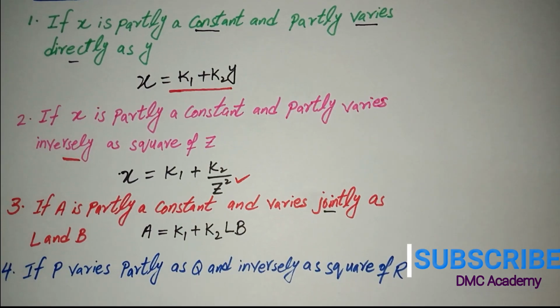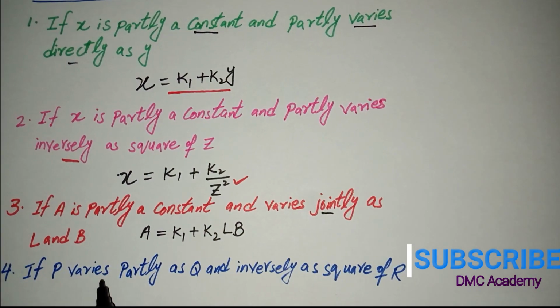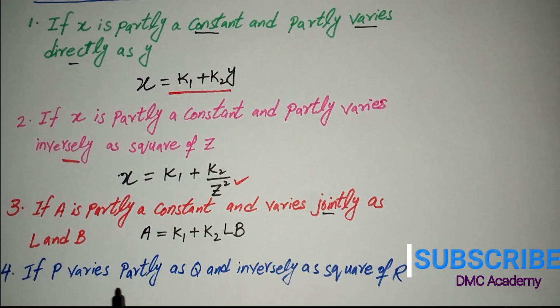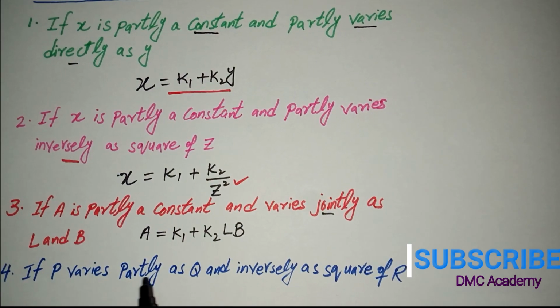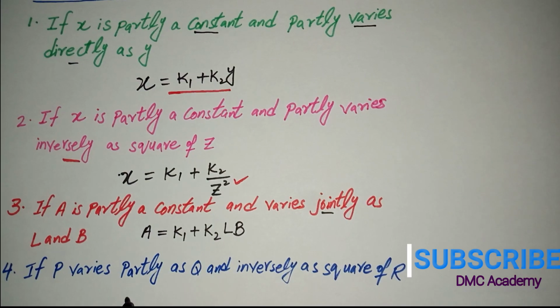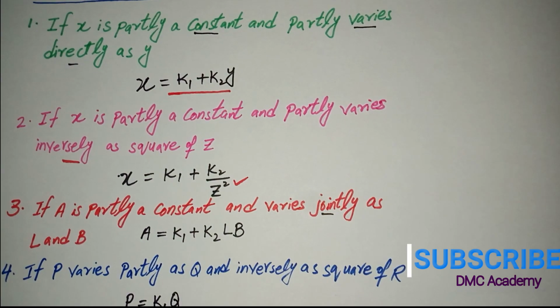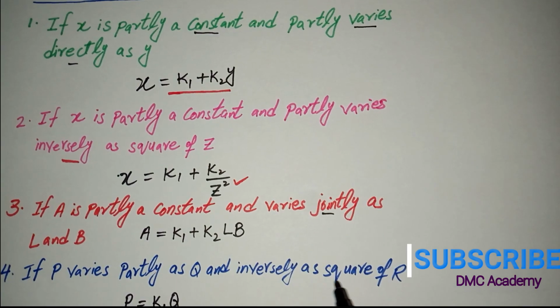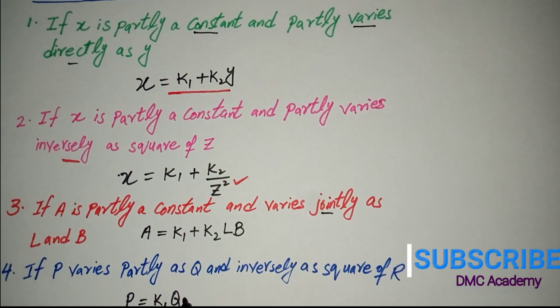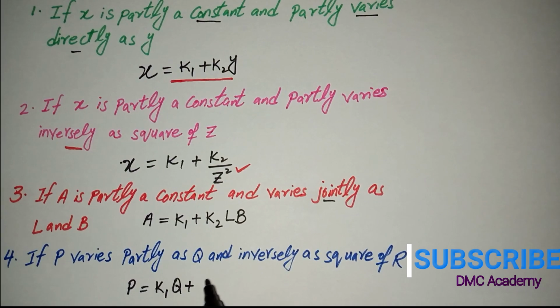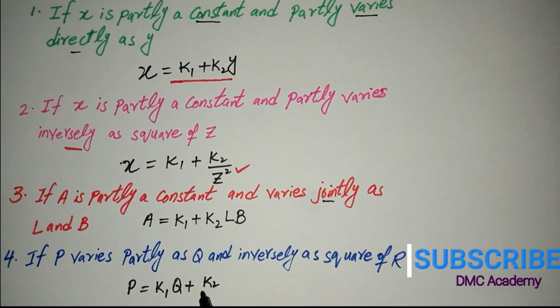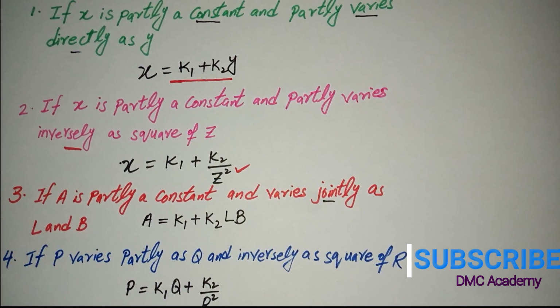So now let us see the last one. If P varies partly as Q. Now here also he didn't tell you directly to Q. So we will write P equals K1 Q, and inversely as square of R, then we will write plus K2 divided by R square.